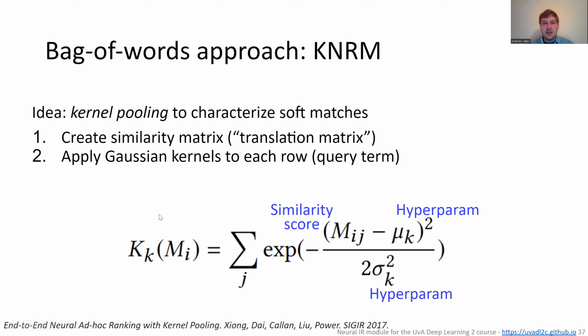Next, we apply these Gaussian kernels to each row, meaning to each query term. So we have some similarity term in the cell, and then we have some mu, which is a hyperparameter. In practice, there's a few of these with different mu's. So for example, we have a mu for 0.9 to count how many similarities are around 0.9. We'll have a separate one for 0.8, and so on.